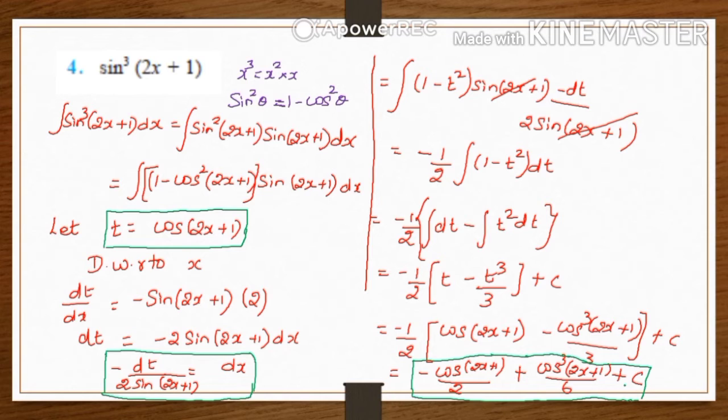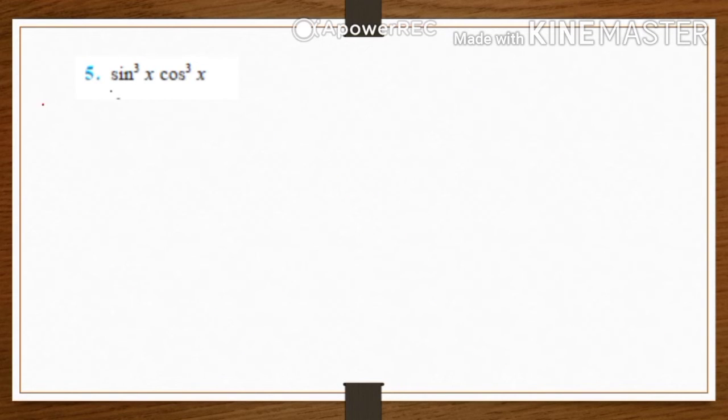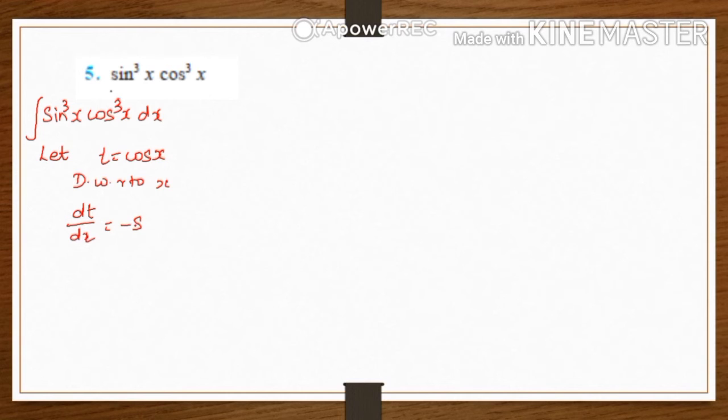Next, moving towards sum number 5. Integral sine cube x cos cube x dx. So here let us take the substitution t is equal to cos x. After taking the substitution, I have to differentiate with respect to x. So dt divided by dx is equal to minus sin x.